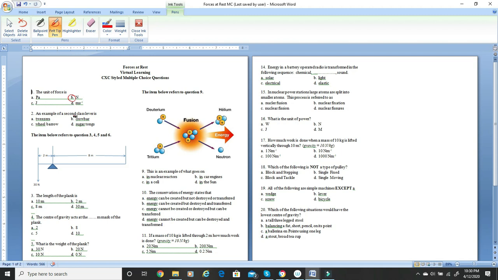An example of a second class lever is, it's not a tweezer, it's not a crowbar. Tweezer is a third class. A crowbar is a first class. Sugar tongs, third class. It's a wheelbarrow.